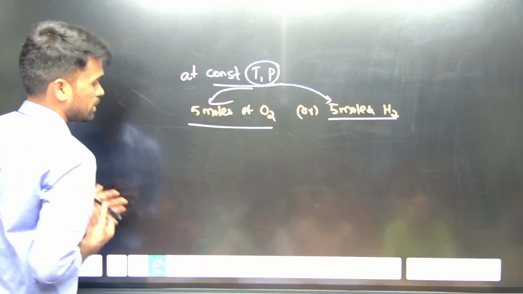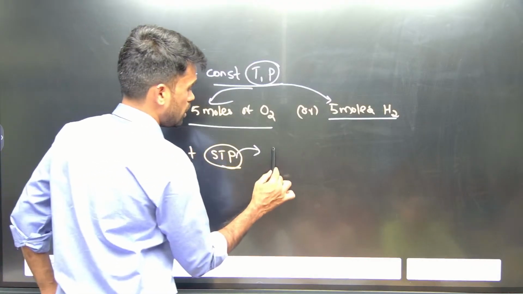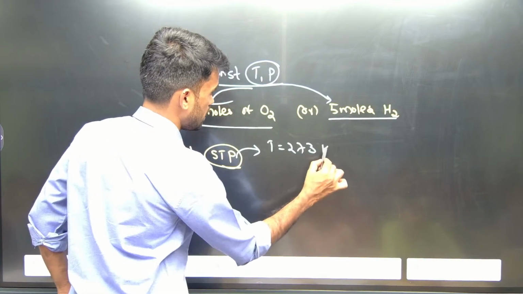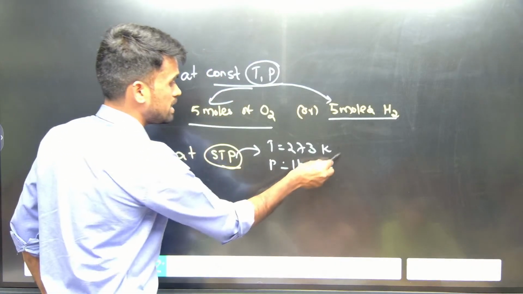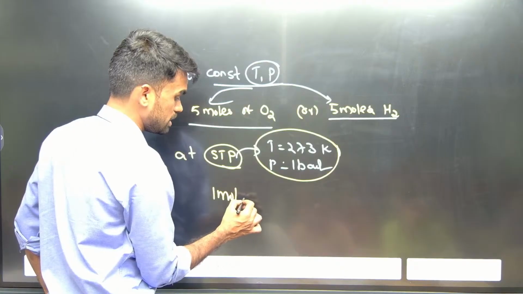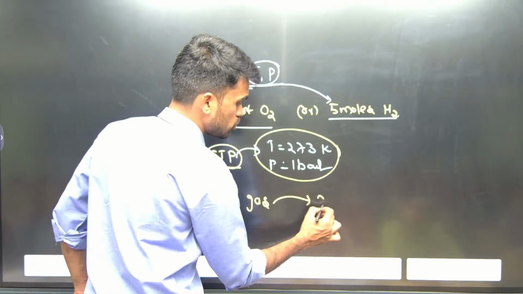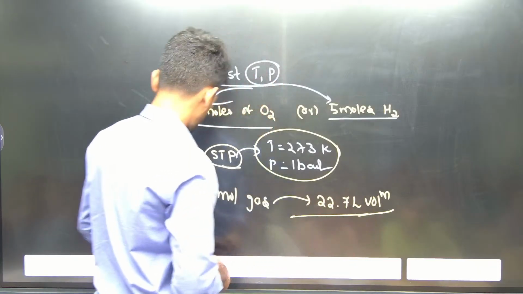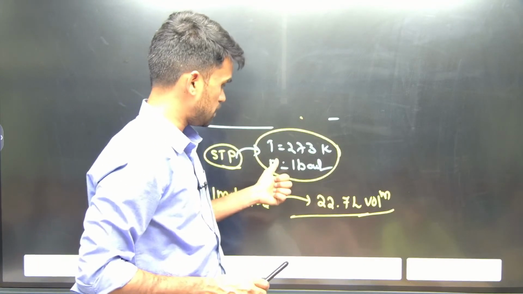Now here one more thing, at STP conditions. What is that condition I told you? Temperature is 273 Kelvin. Next, pressure, 1 bar I told you. So at these conditions, if you take 1 mole of any gaseous substance, any gas, it will occupy 22.7 liters of volume. You just remember this value. So 1 mole of any gas at STP occupies how much volume?